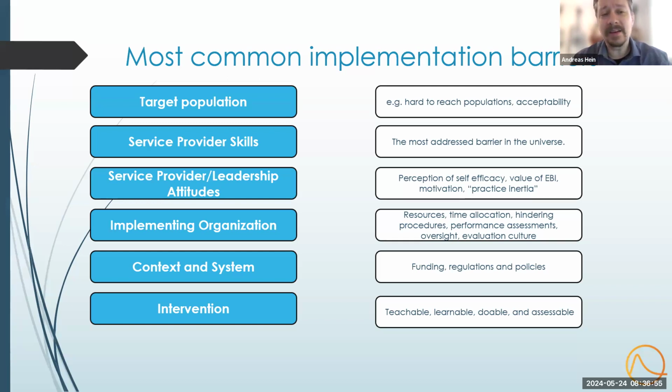The other key barrier is service provider, and I would say leadership attitudes. The leadership of the organization is very, very important. They need to be on board with whatever you do in an evidence-based intervention. They need to understand what it is. And the attitudes here refer to: do they perceive that they can do it? Do they value EBIs? How strong is the practice inertia? The practice inertia is that even if you train people, it is very easy to revert to usual practice. It's very easy.